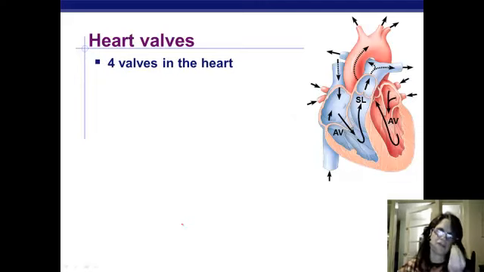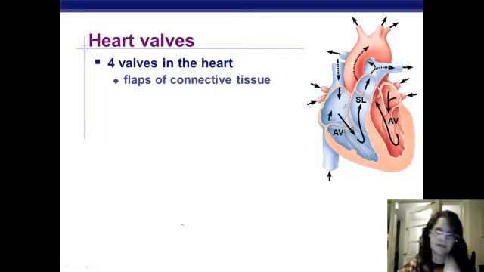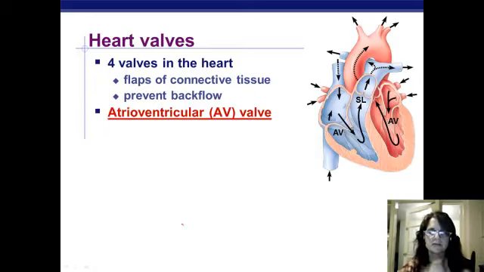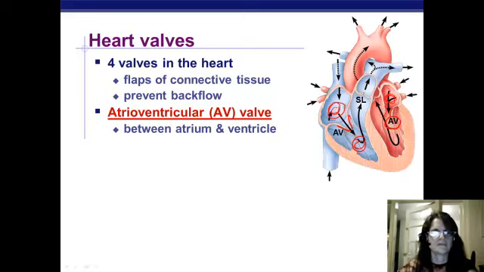We talked about valves in the veins. There are valves in the heart as well to prevent backflow into the heart. Like all valves, they're just flaps of connective tissue. There are two sets, an AV or atrioventricular. In other words, the AV is between the atrium here and the ventricle here. So this is the AV valve here. Here's one between the atrium on the left and the ventricle on the left, and that's the valve.